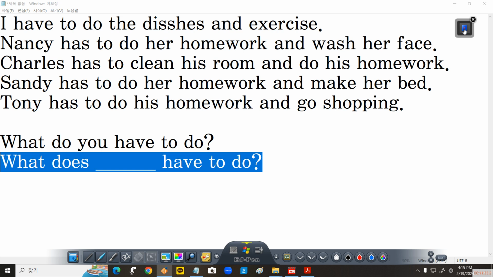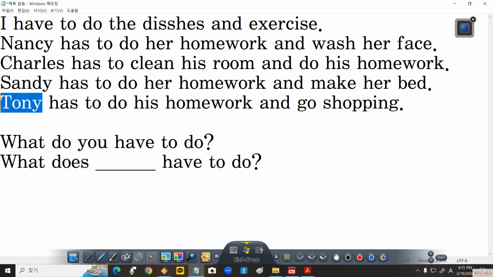Okay, and what does Tony have to do? What does Tony have to do? 그 he라고 해야 돼요. Tony. Tony 해도 되고 he 해도 되고 물론 여기가 남자 이름이기 때문에 he 해도 되죠. What does Tony have to do? Tony has to do his homework and go shopping.